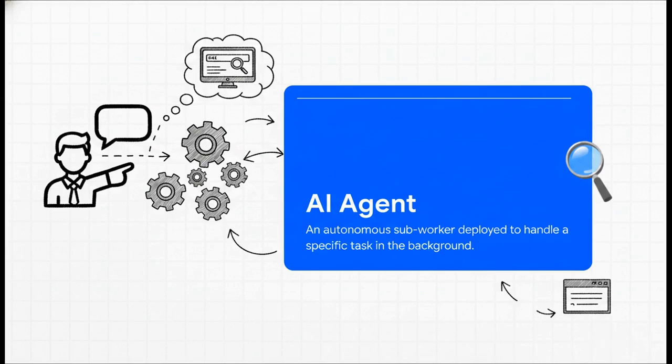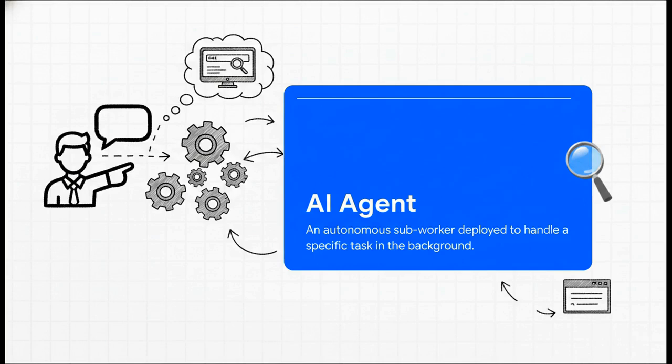We need to define what an AI agent actually is. An AI agent is a specialized, autonomous subworker deployed by your main AI to handle a specific task in the background. Think about it like this. Your main Claude chat window is the manager. You ask it to do a massive research project.